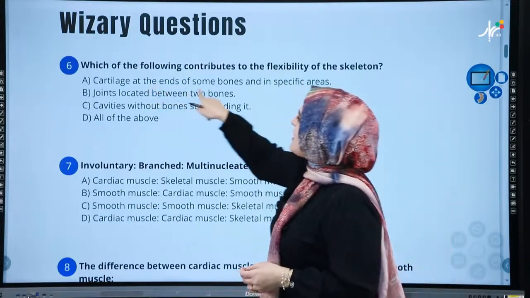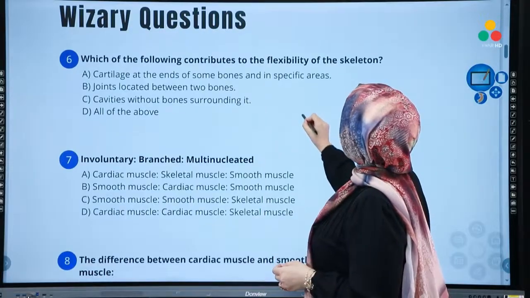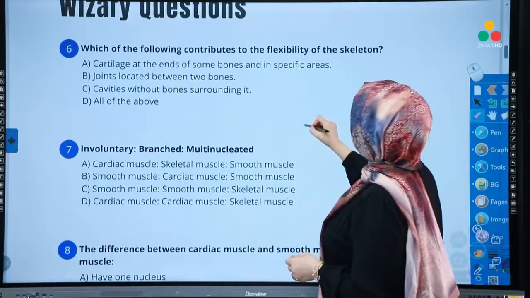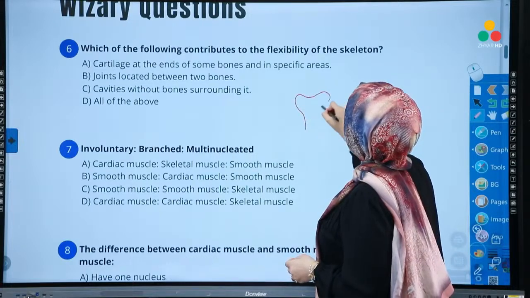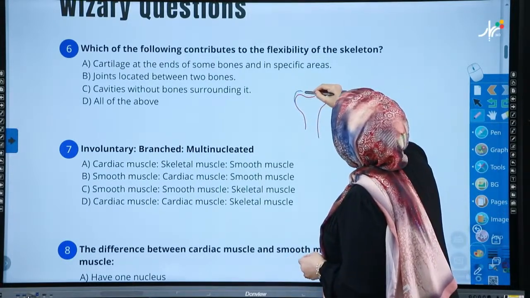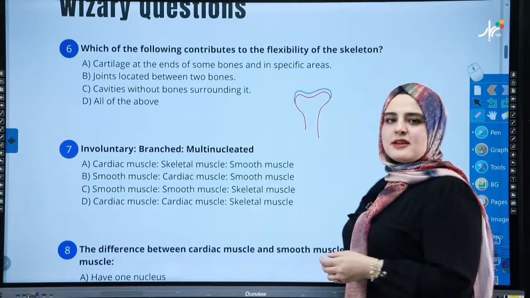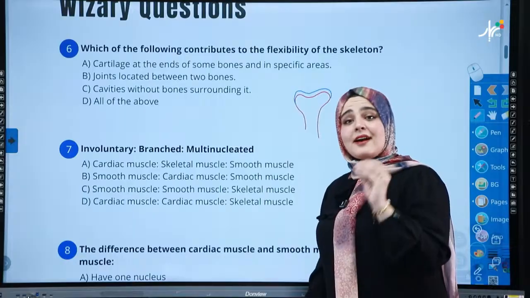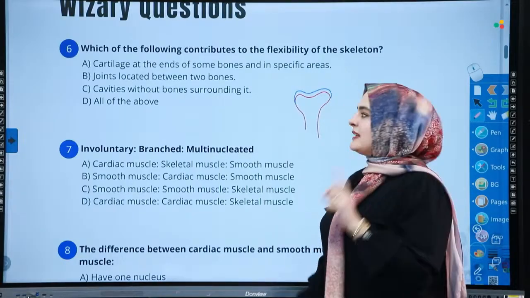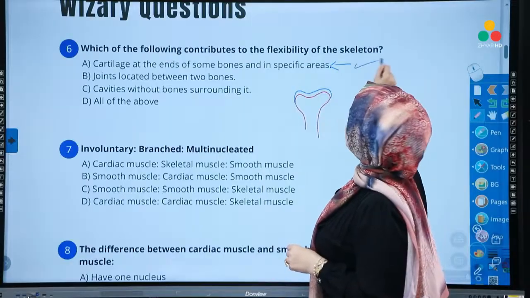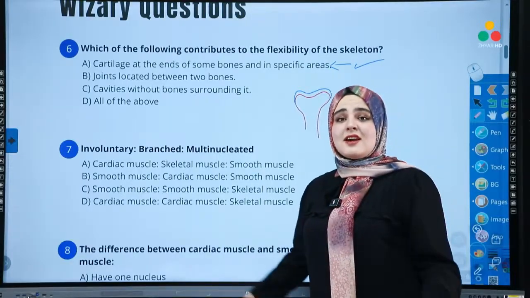The cartilage at the end of some bones. You see, bones are like that, right? Here, there's always a layer of cartilage that pads it and tries to reduce the friction, absorb shock, and give some flexibility. This is written in your book, that it gives it flexibility. So this is right. As for the joints, yes.